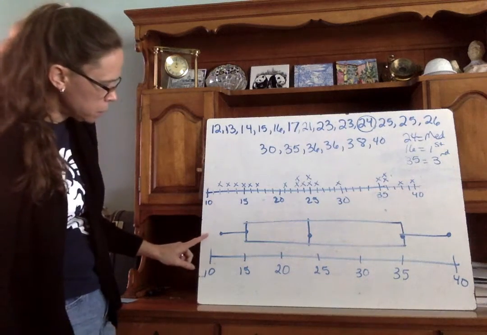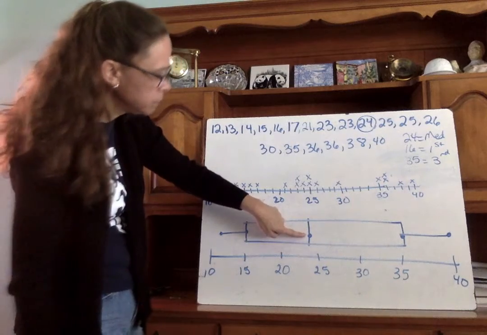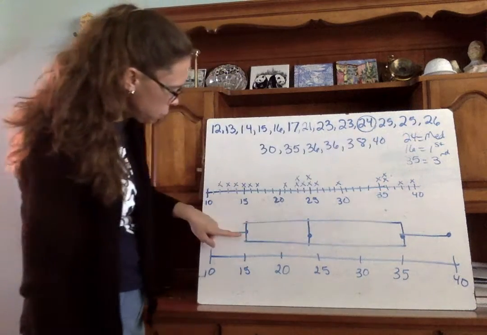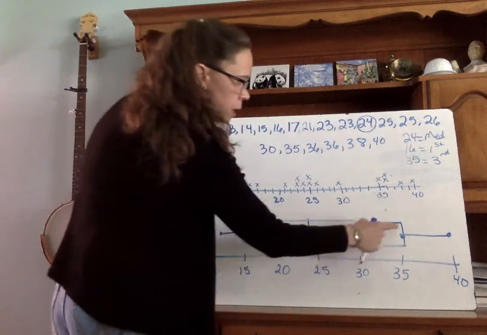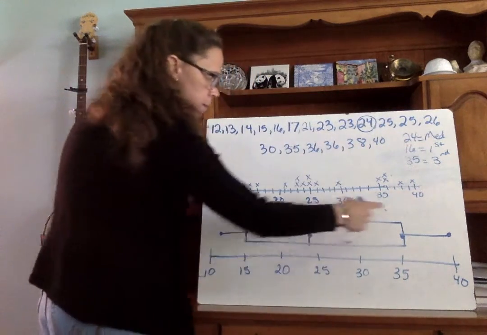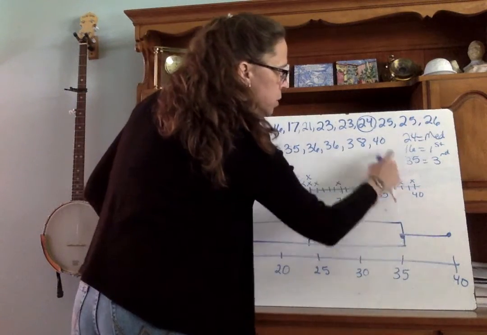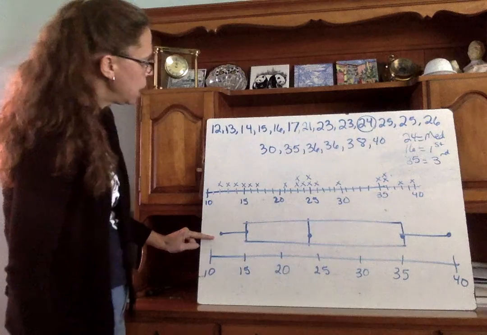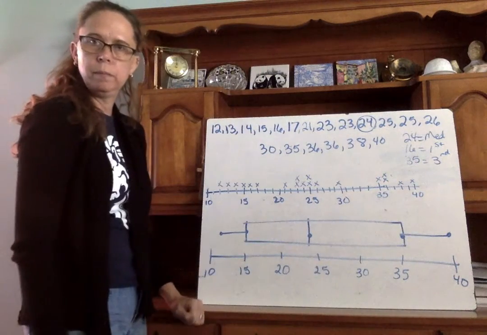And then the box and whisker plot. 24 was my median. 16 was my first quartile. 35 was my third quartile. I drew vertical lines through those and made the box. 40 was my upper extreme. 12 was my lower extreme, and those made my whiskers.